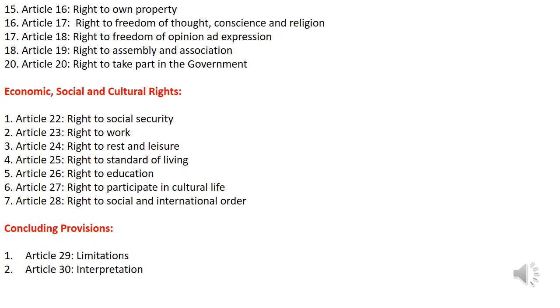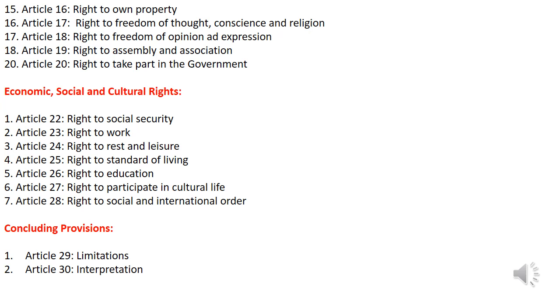Coming to economic, social and cultural rights. The Universal Declaration of Human Rights deals not only with civil and political rights, it also deals with economic, social and cultural rights, which are embedded under Articles 22 to 28. So coming to Article 22. Article 22 gives the right to social security.